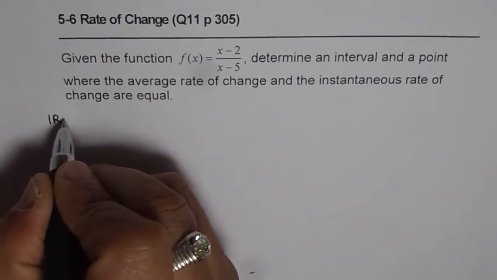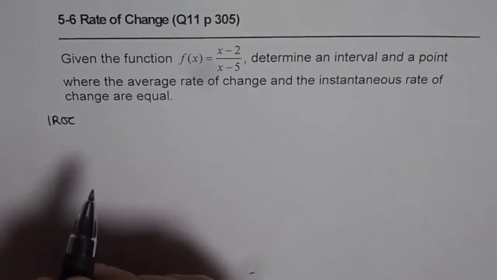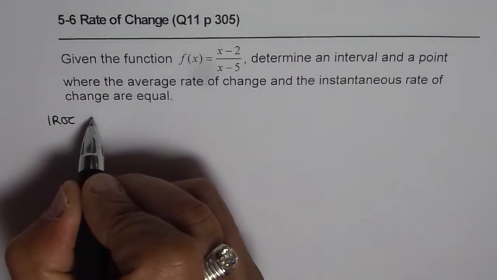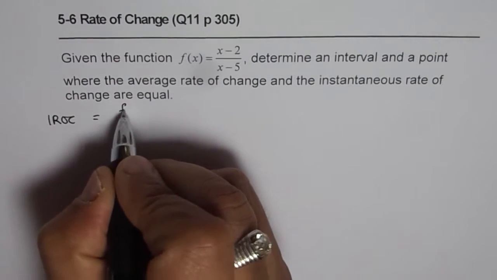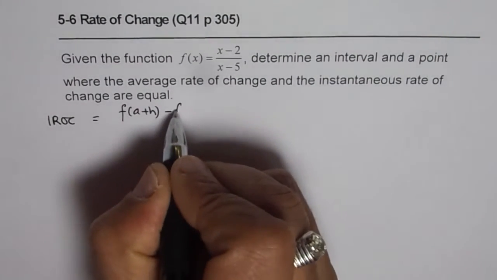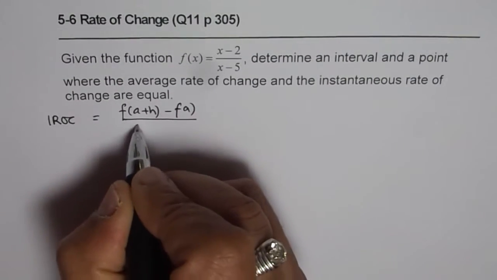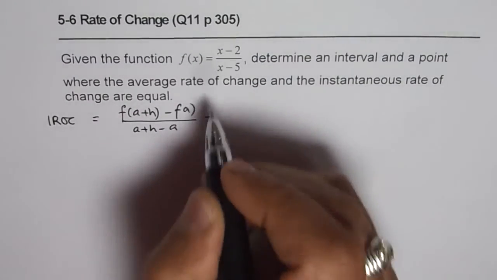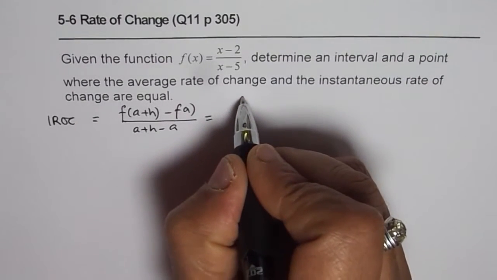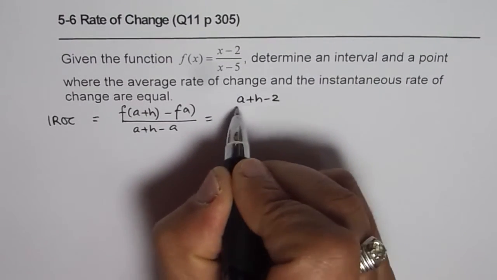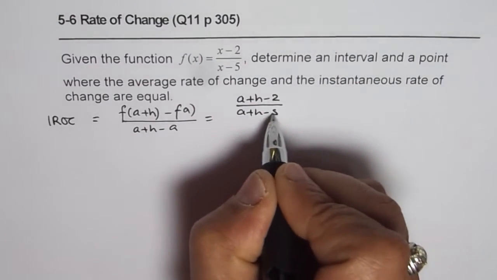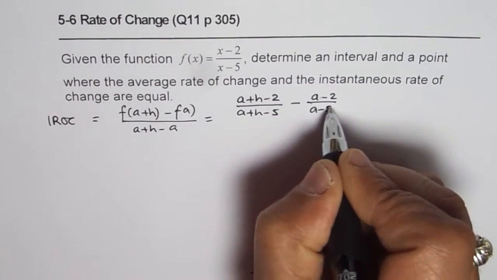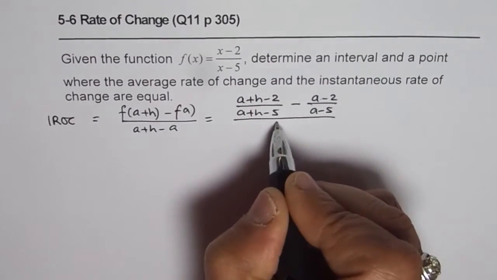So in short, instantaneous rate of change for this function at any point, let us say the point is a, will be equal to f of a plus h minus f of a divided by a plus h minus a, right? So that really means I have to replace x by a plus h to get f of a plus h. So we get a plus h minus 2 divided by a plus h minus 5. Take away f of a, which is a minus 2 divided by a minus 5, divided by h, right?